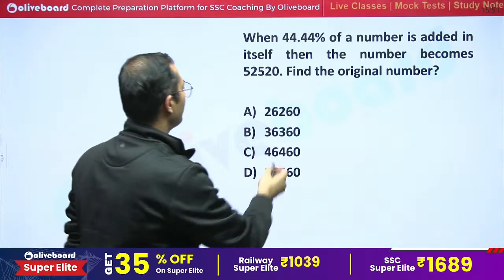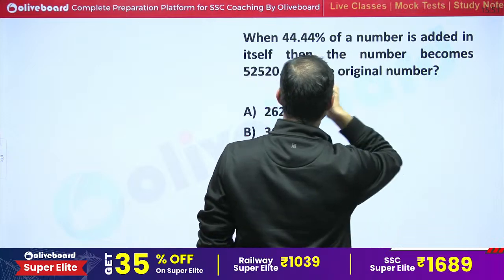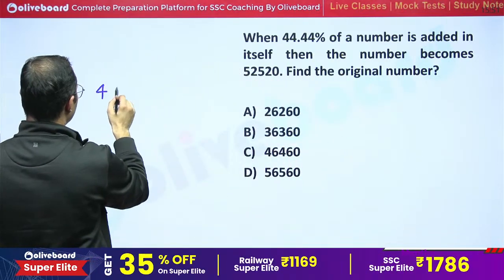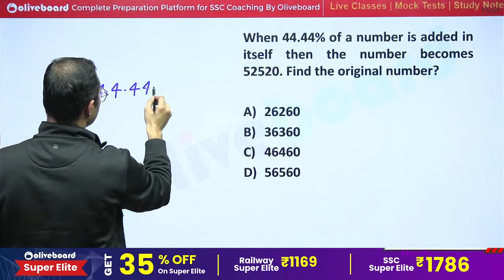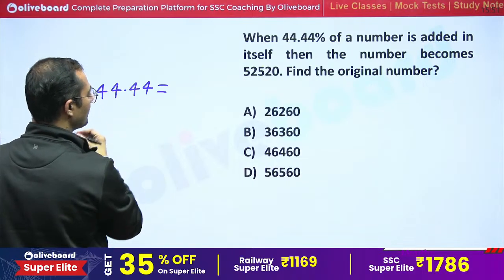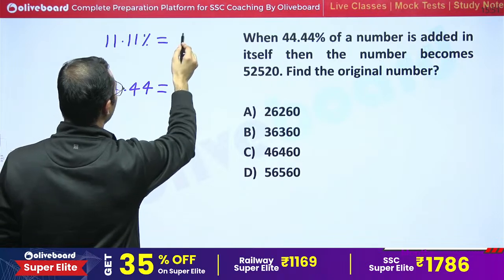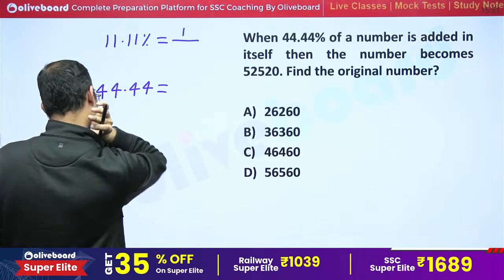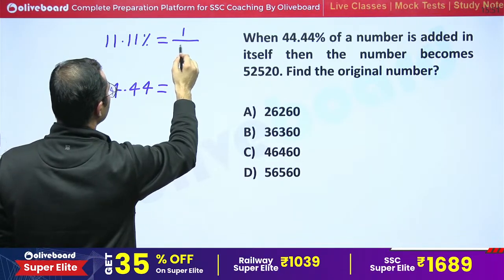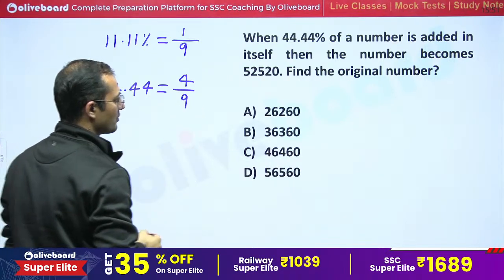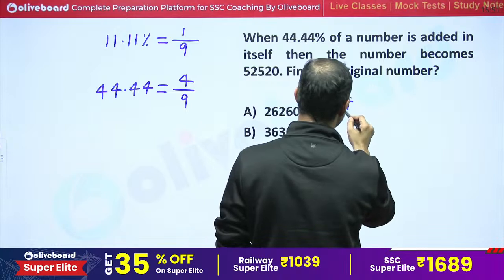See, when 44.44% of a number is added to itself, then the number becomes... So we know that 44.44%. How can we calculate the fraction value of this? We all know that 11.11% is equal to 1 upon 9, right? So this is equal to 4 upon 9. Very much clear. So we can say the ratio of initial to final.